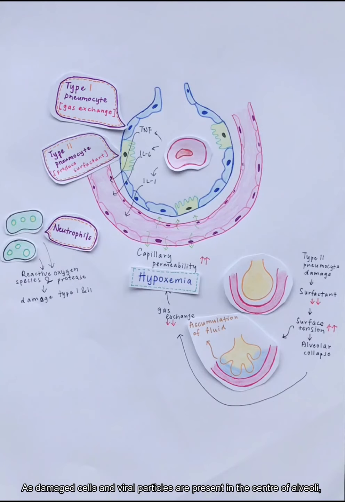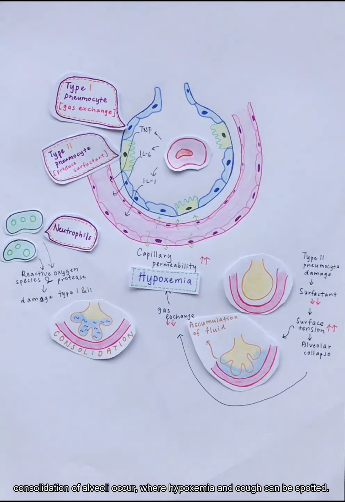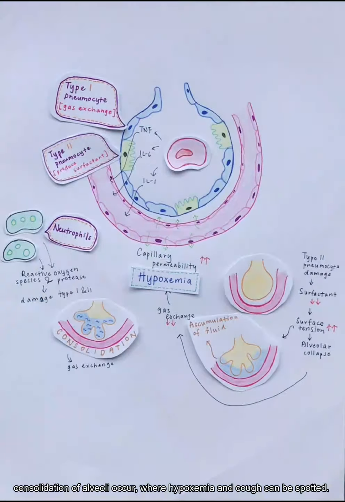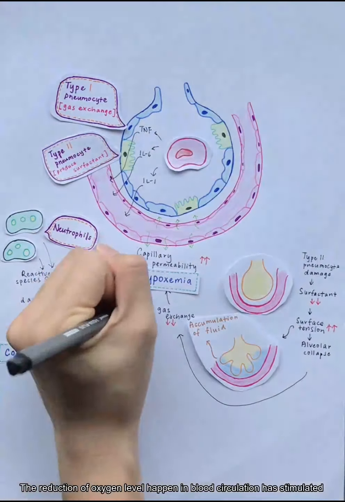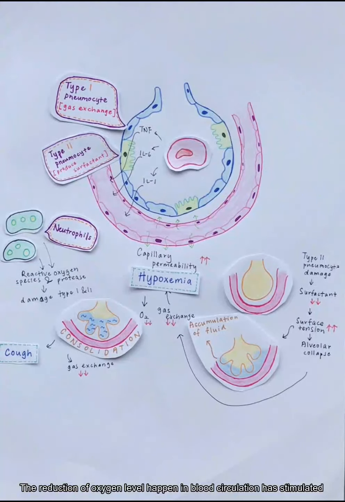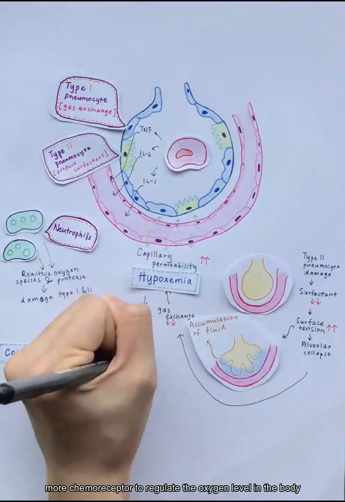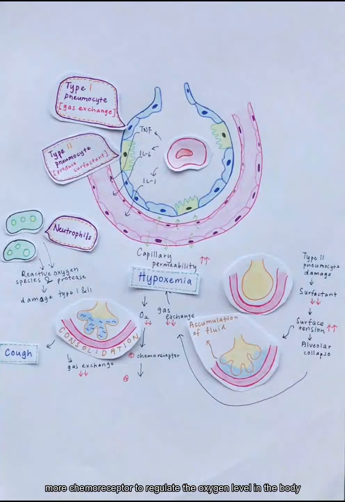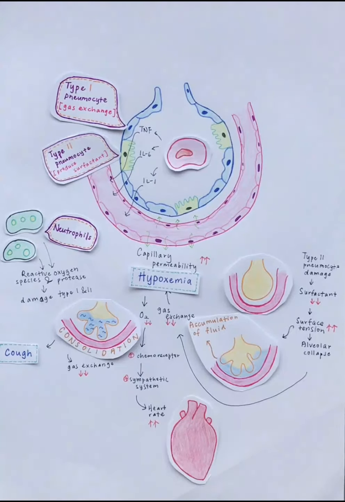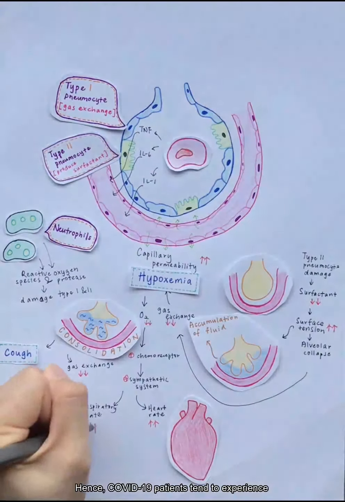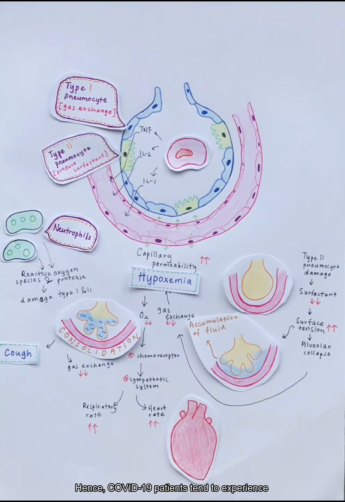As damaged cells and viral particles are present in the center of the alveoli, consolidation of the alveoli occurs, where hypoxemia and cough can be spotted. The reduction of oxygen level in blood circulation stimulates more chemoreceptors to regulate the oxygen level in the body by increasing the heart rate and respiratory rate. Hence, COVID-19 patients tend to experience tachypnea and tachycardia.